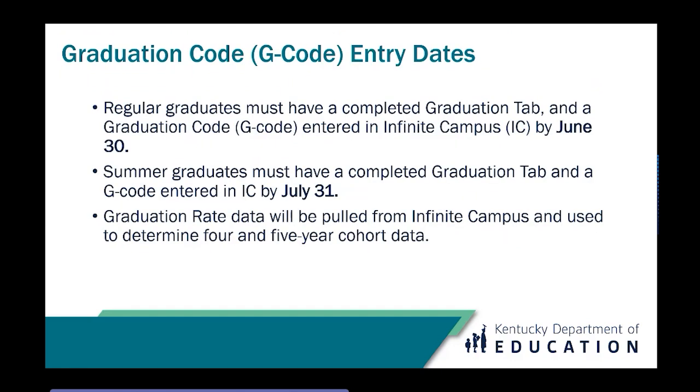A graduation code, also referred to as a G code, has a couple of different entry dates. Regular graduates must have a completed graduation tab and a G code entered in Infinite Campus by June 30th. Early graduates are reported with their cohort. Summer graduates must have a completed graduation tab and G code entered in Infinite Campus by July 31st. Graduation rate data will be pulled from Infinite Campus and used to determine the 4 and 5-year cohort data.